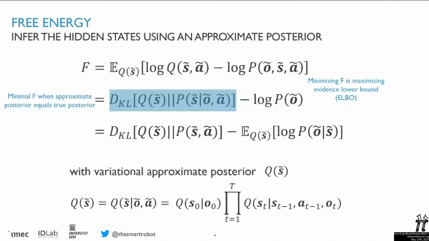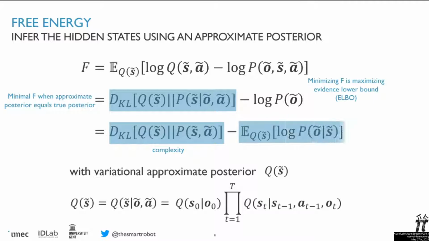But the third line is what we typically use for optimizing our model, which is, on the one hand, a complexity term. You want your states to explain things as simply as possible, whereas you want the highest accuracy in predicting whatever you're observing. And in this case, our variational approximate posterior maps observations and actions into inferring your current state.